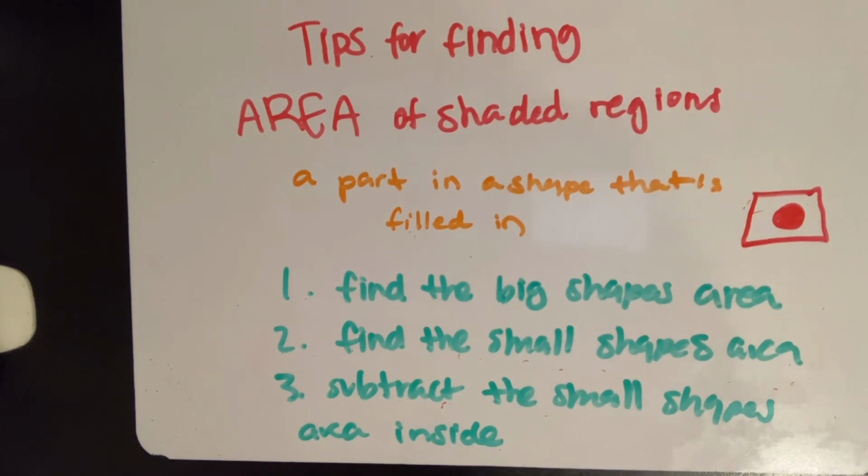Tips for finding area of shaded regions. A shaded region is a part in a shape that's filled in. Number 1, find the big shape's area. Number 2, find the small shape's area. Number 3, subtract the small shape's area inside.